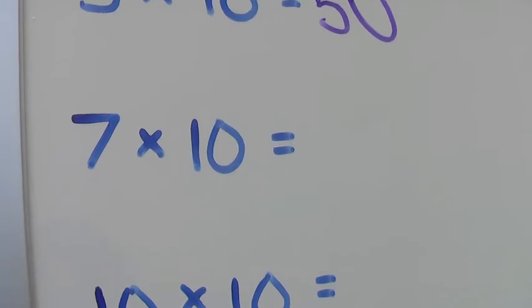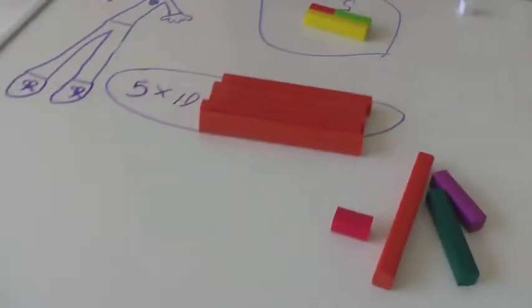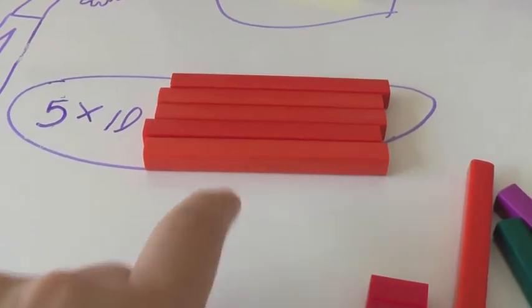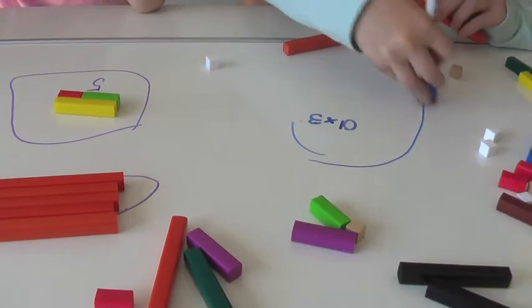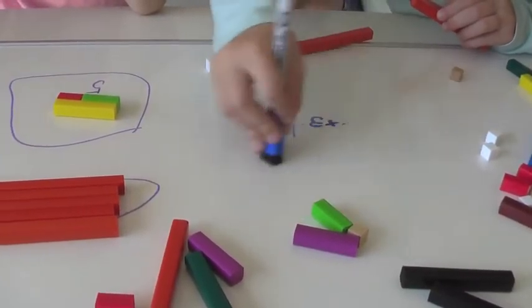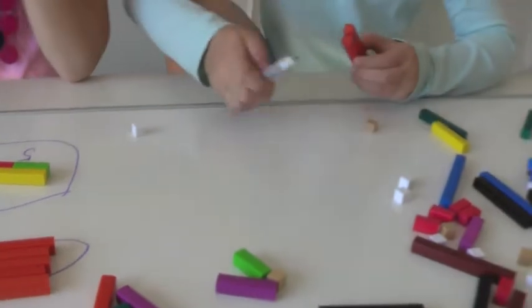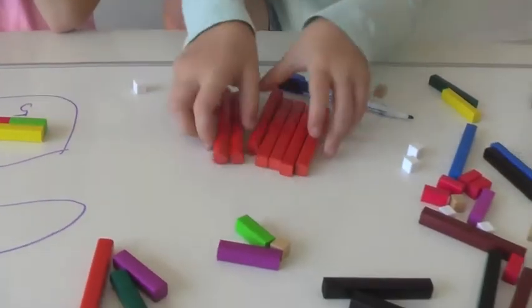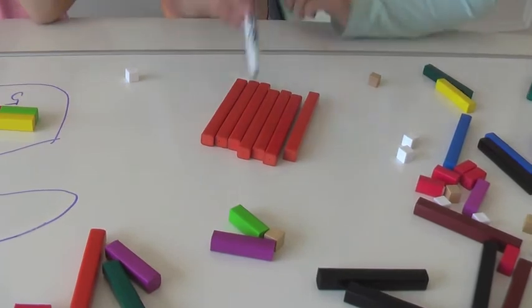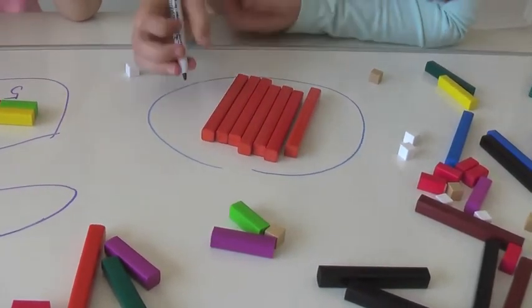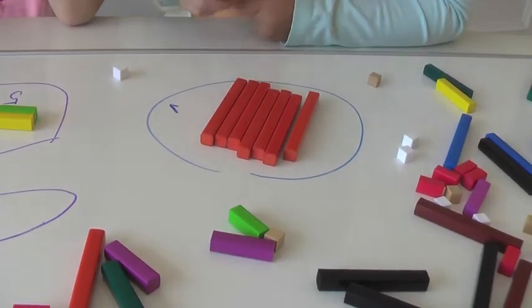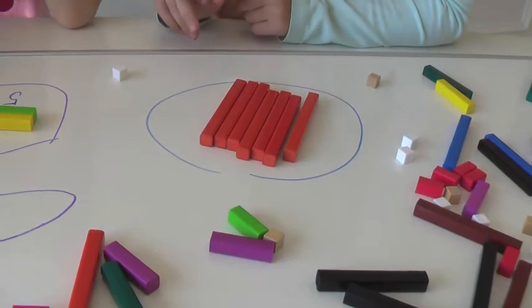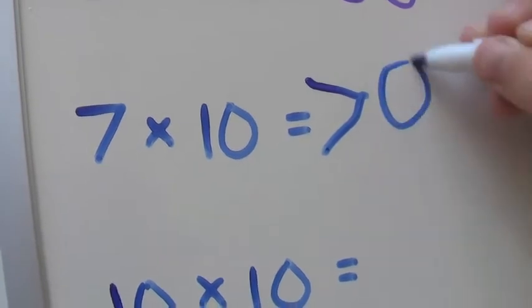Okay, Zoe, show me 7 times 10. 7 of 10. You already have 5 10s here, right? So how many 10s do you have to add to it? 2, and I will take this away. Here's 7 10s, right? What's it equal to? 70. Yep, can you write the answer right there?